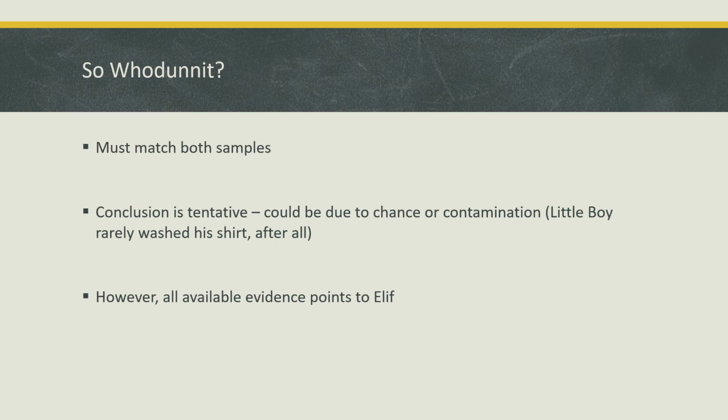Now reflecting on some of the evidence, we can begin to conclude who killed Little Boy. To recap, the alleles of the suspect must match the alleles of the sample at both loci for us not to be able to eliminate them as the murderer. We must also keep in mind that any conclusion that we make is tentative and could be due to other factors besides them being the actual murderer. That said, all available evidence points to Aleph as the murderer of Little Boy.